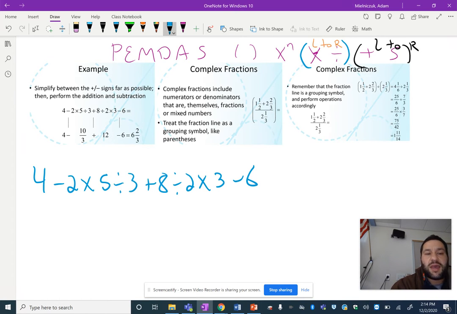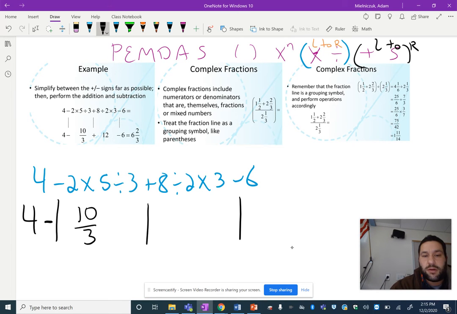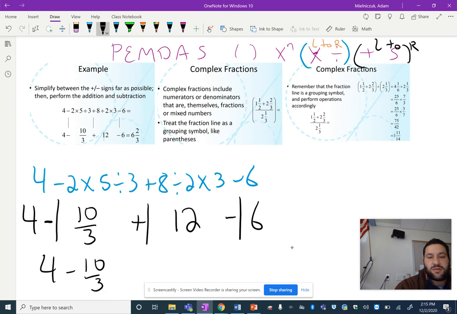Okay, what they're saying is put these lines where your addition and your subtraction is, and do the work in between them. So what do we see in between them? Okay, we see a 4 here. There's nothing to do on that side. Okay, but then, and we'll put the minus sign down, but then we have 2 times 5, which is 10, divided by 3, so 10 thirds. Okay, then we have our addition sign. What do we have here? We have 8 divided by 2 times 3, so 8 divided by 2 is 4, times 3 is 12, and then minus 6. So we have 4 minus 10 thirds plus 12 minus 6.